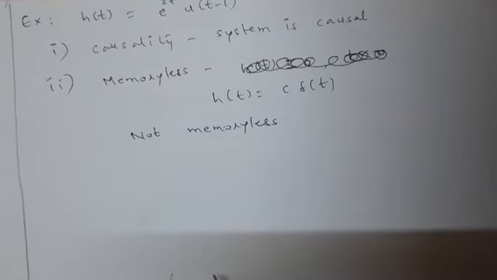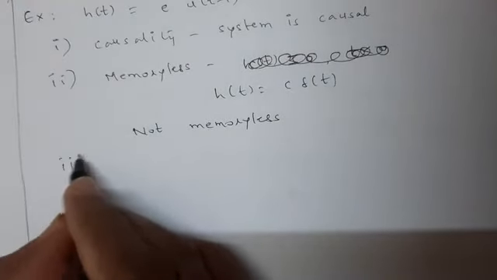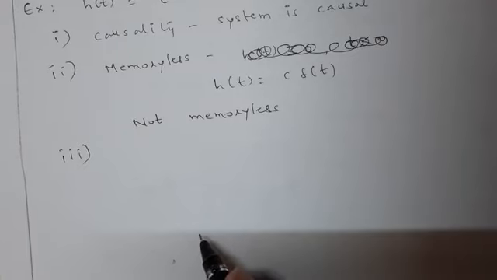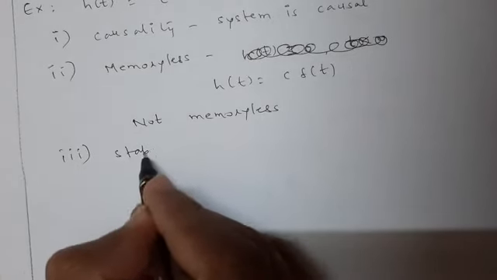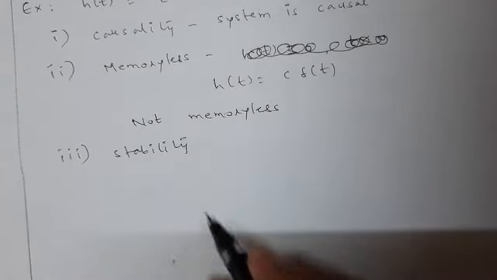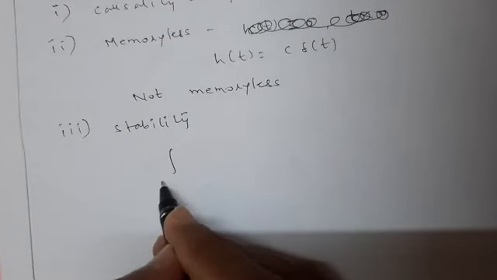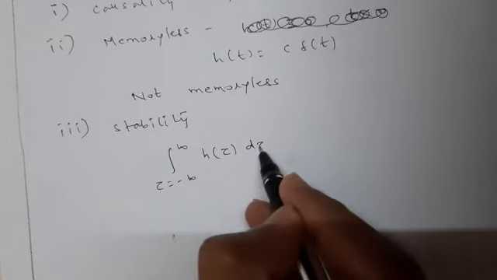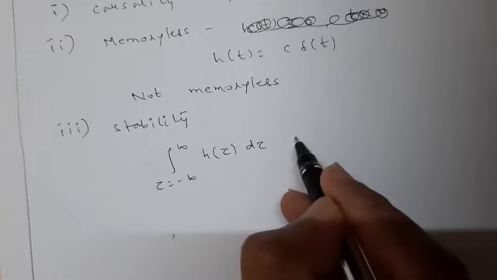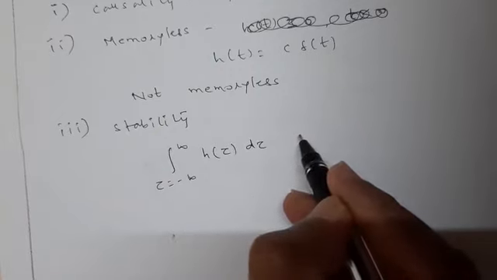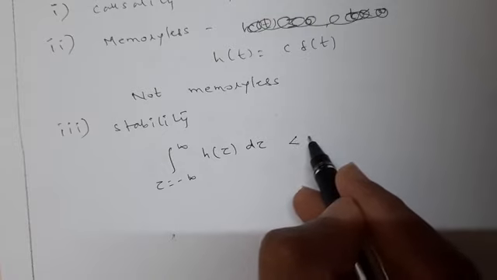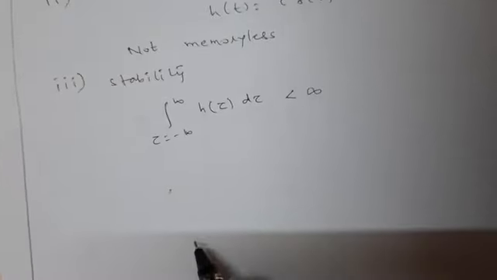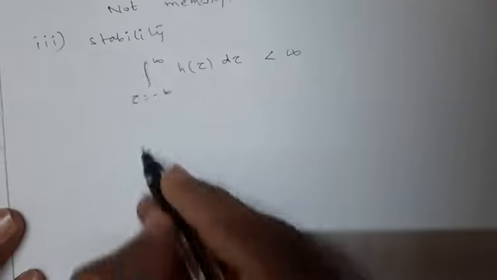Not memoryless. Third one, third property, stability. Again it tells that the integration from tau equal to minus infinity to plus infinity of the magnitude of h of tau d tau should be less than infinity, absolutely summable. So what is it? Your equation is e to the power 2t u of t minus 1.